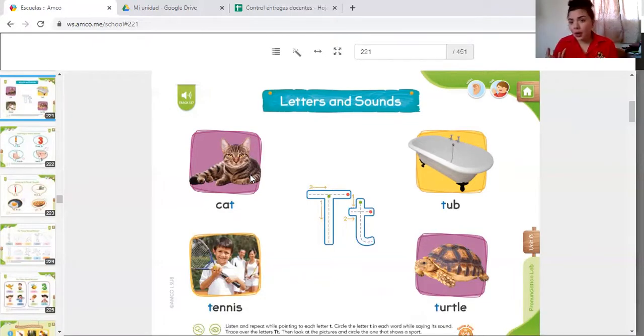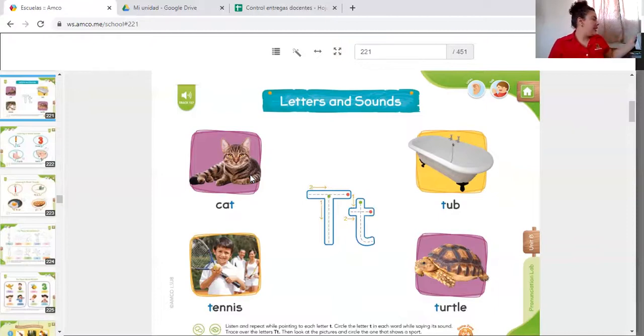When you take the shower, you use a tub. So imagination, this is a tub. It's a bag, but imagination is a tub. So when you take the shower, you go in the tub. And you put your toys, your dog, your ship in the water and you play in the water when you take the shower. It's very nice.